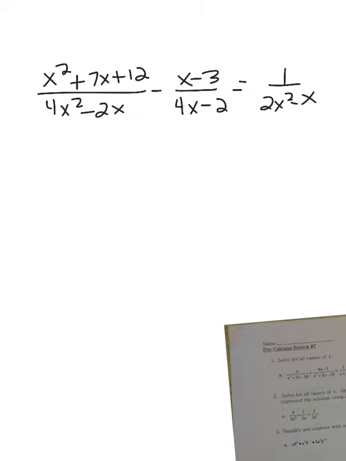Okay, so just like 1a, what we want to do is first factor the denominators, and then multiply all the numerators by something that will make my denominator equal to 1. So this denominator over here on the left factors and becomes 2x times 2x minus 1. The middle becomes 2 times 2x minus 1. And the end becomes x times 2x minus 1.